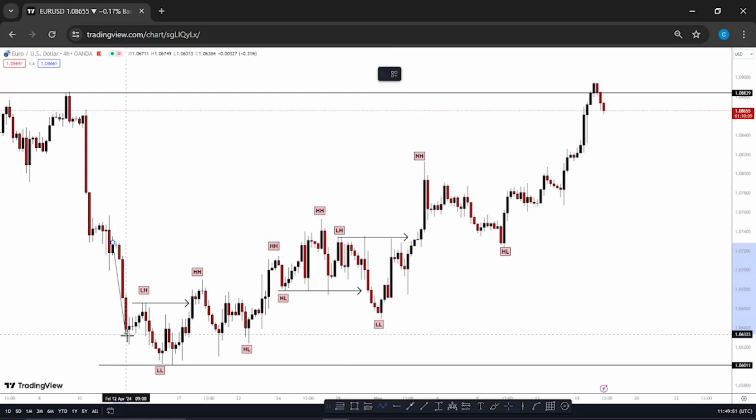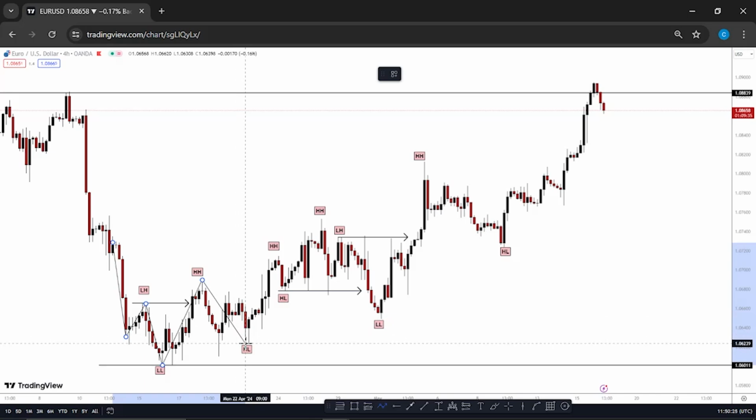Now starting from here, what did the price do here? Price created what? A lower high, came back down to create what? A lower low, came back up to create what? A higher high. Why is this a higher high? Because price broke above its previous what? Lower high. So now this becomes our new what? Higher high. After this higher high was created, what did the price do next? It came back down to create what? A higher low.